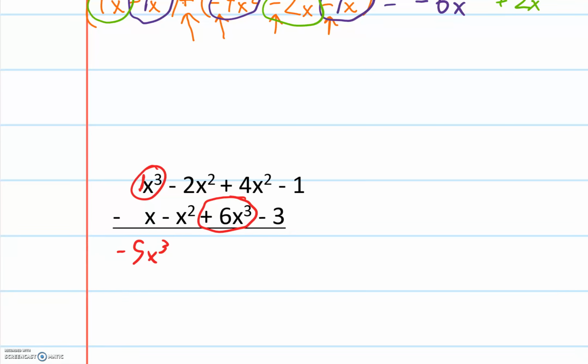And let's do the next highest degree. We've got degree of 2 there, degree of 2 there, and degree of 2 there. So we've got 4 minus 2 at the top, so that gives us 2. So remember that we have 2 minus a negative 1. There's an invisible 1 here. So minus negative 1, like adding 1. So 2 plus 1 equals 3. So 3x squared.